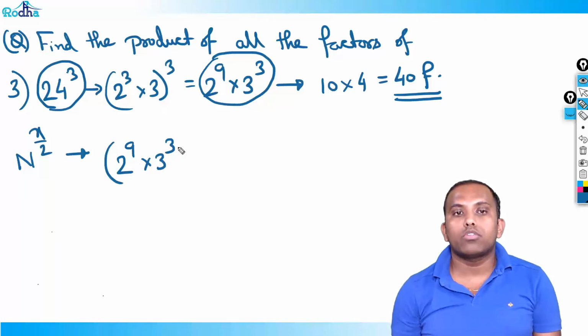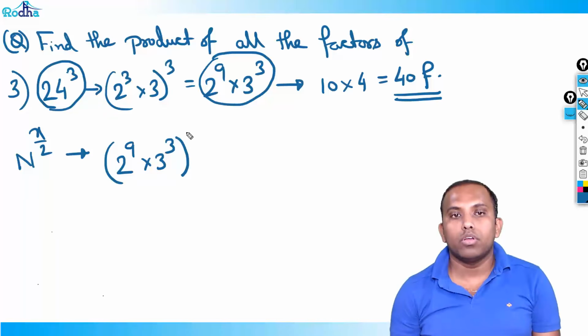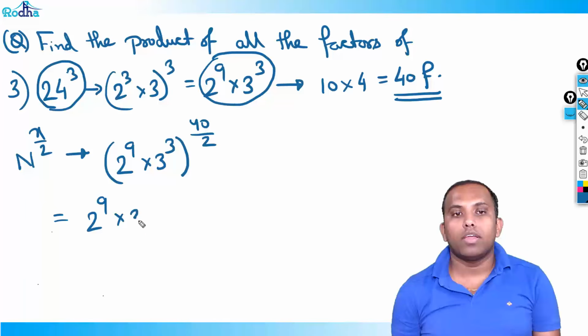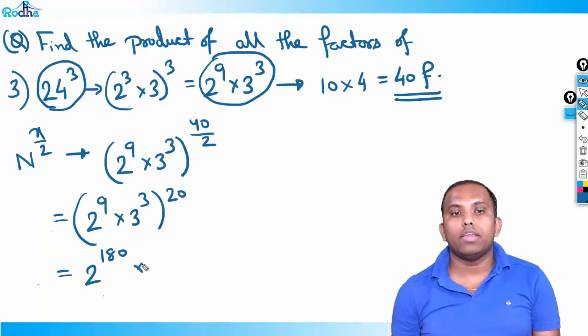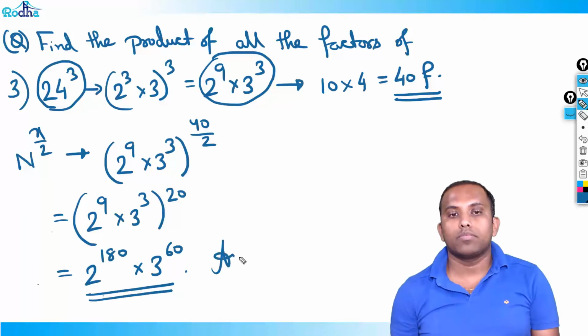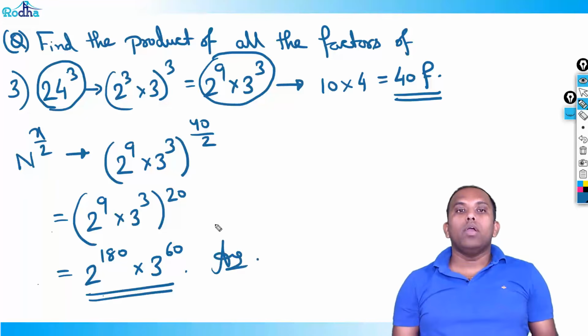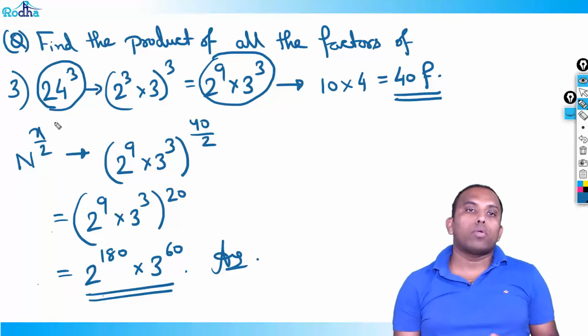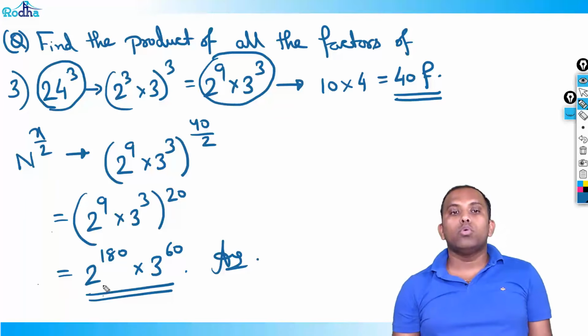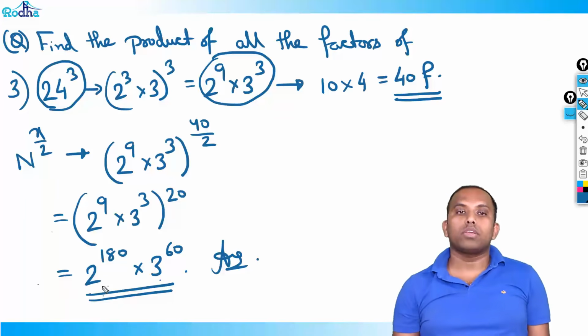So 2 raised to 9 into 3 cube, raised to x by 2. What is x here? 40, the number of factors. So 40 by 2, which is 20. So it becomes 2 raised to 9 into 3 cube, into 20. What is the answer here? 2 raised to 180 into 3 raised to 60. This is your answer for the product of all the factors of 24 cube.